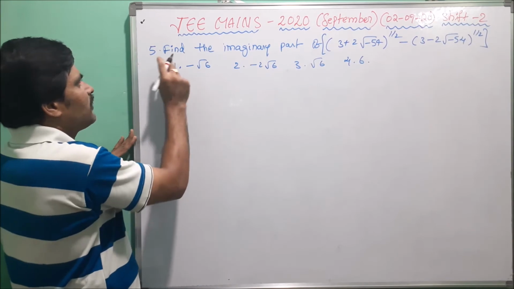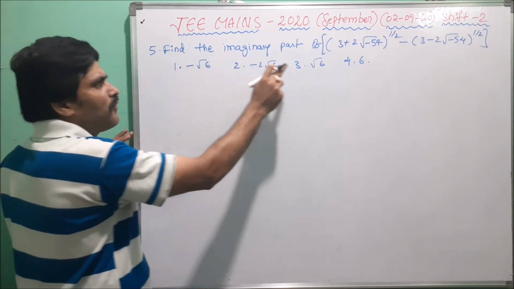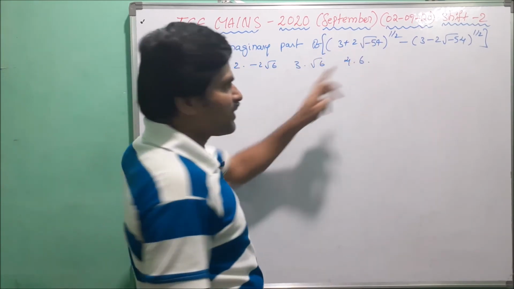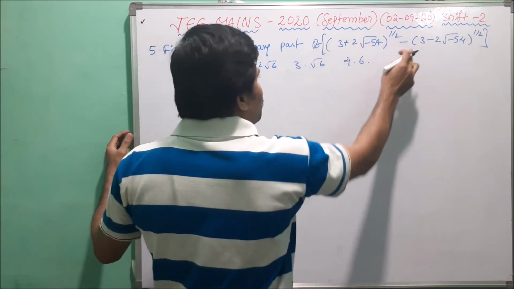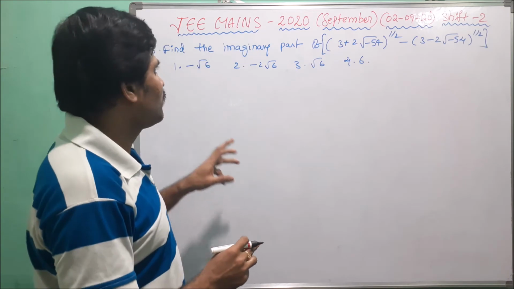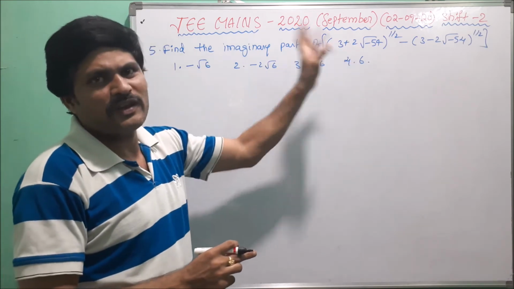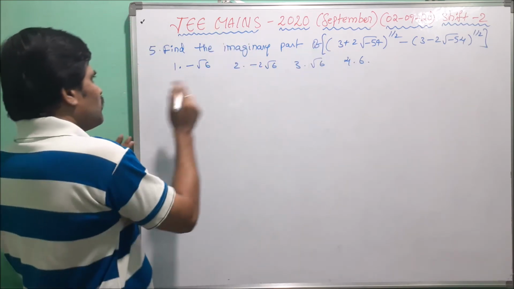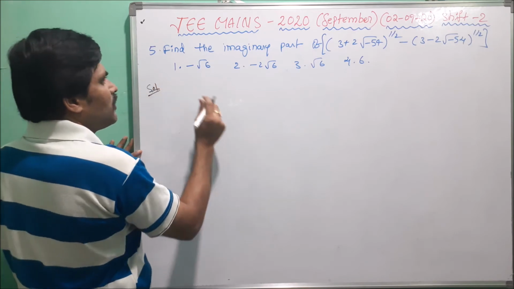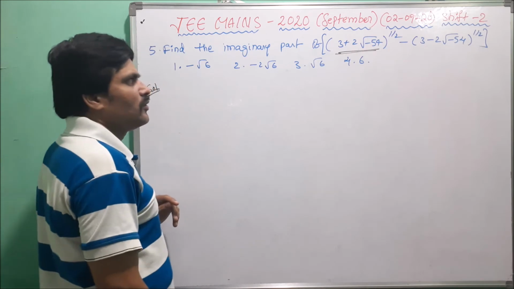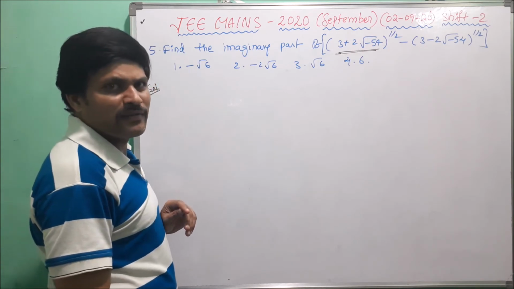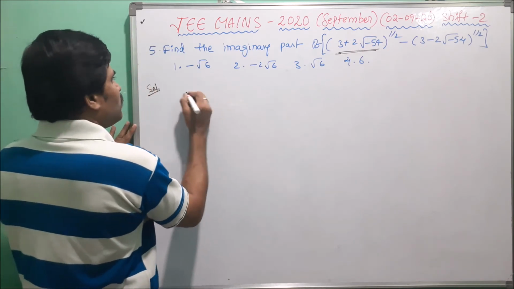Now the fifth one is, here find the imaginary part of the given complex number. So here first of all it can be simplified, then we find the imaginary part of that complex number. Now we go to the solution. Here first we find the value of 3 plus 2 root of minus 54. Now we take that value.